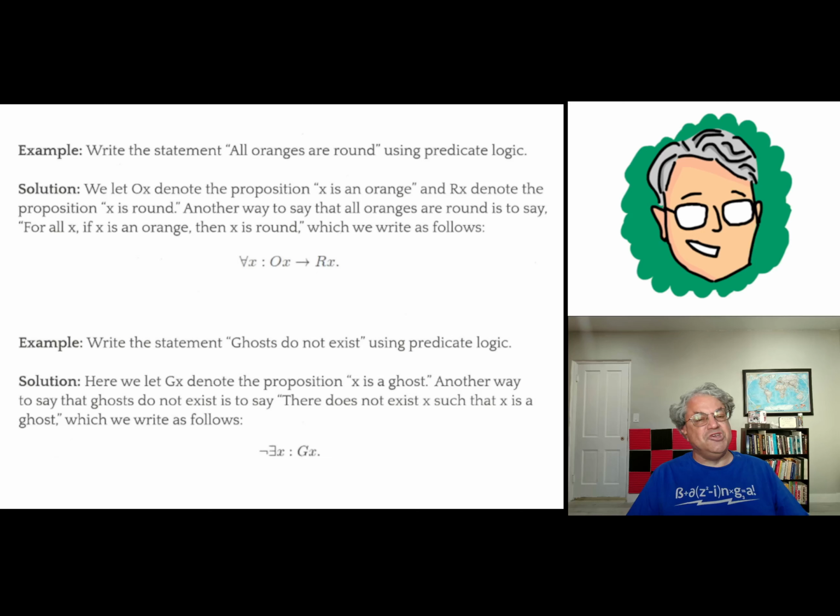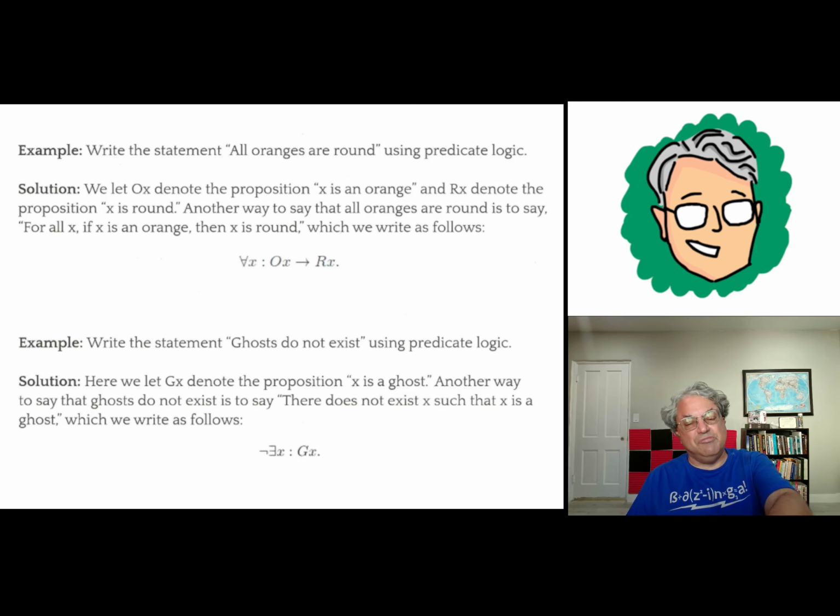So x is just a general thing. And then we put a colon next to that. And then we say capital G, small x. That just means x is a ghost. But there's no such thing as a ghost. Therefore, there does not exist an x such that G of x. So that's how you would do that one.